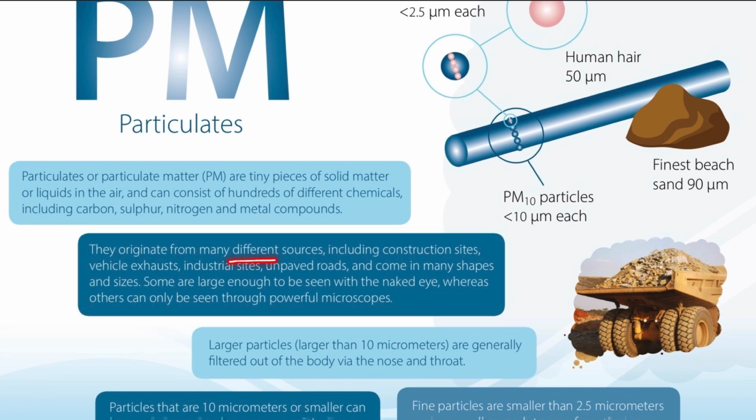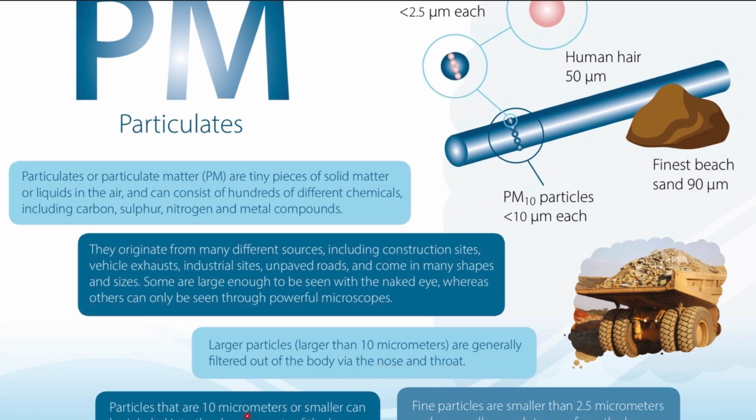They mainly originate from sources like construction sites, vehicular exhaust, industrial sites, and unpaved roads. They also come in various shapes. Some are large enough to be seen with the naked eye, whereas others can be seen only through microscopes. Particles of 10 micrometers or greater are generally filtered by the nose and throat.